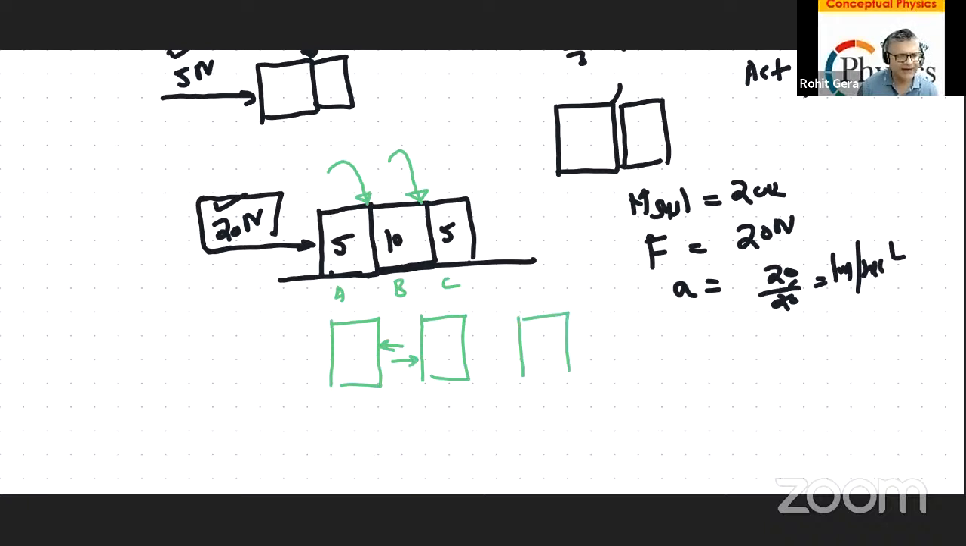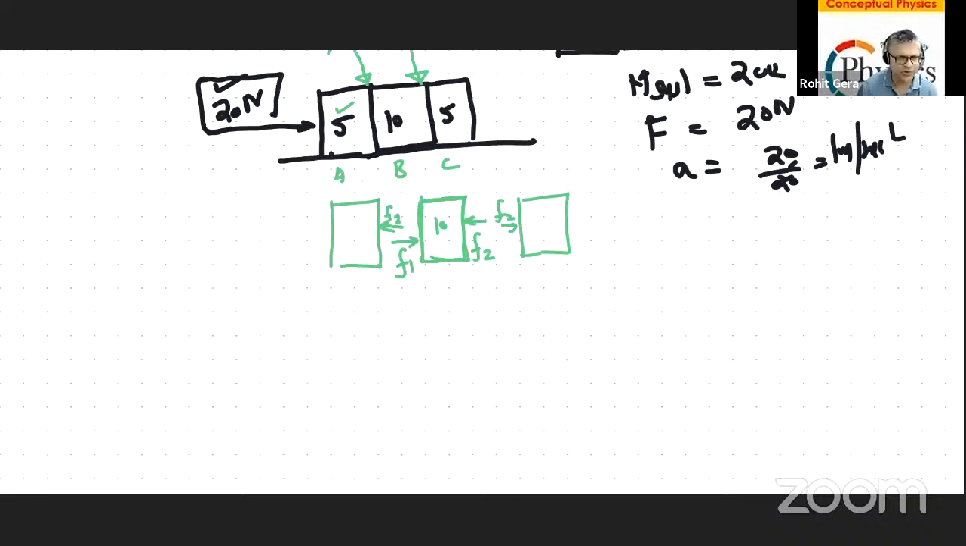The 10 kg block, by the way, has one force coming from this 5 kg, but also has a force coming as a reaction from here. So if you notice, the 10 kg, which is between the two 5 kg blocks, has a mutual force coming from the left, and it also has a mutual force coming from the right block. And this is an action. The reaction was F2. This is the action.